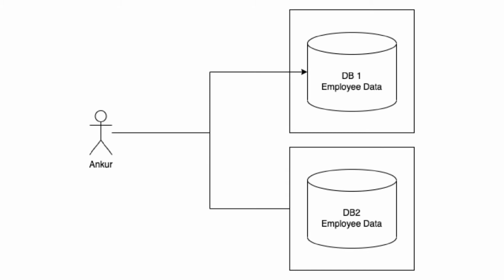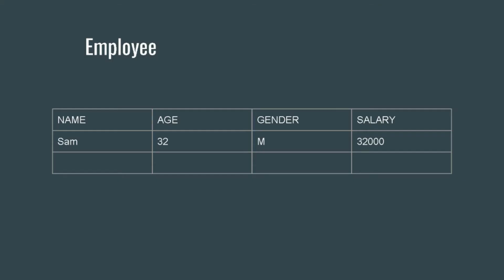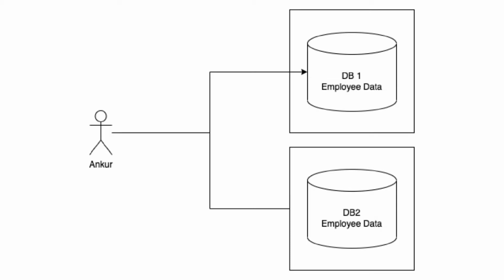Let's say Ankur can now access two systems, and both have the same employee table, and to start with just one record, with the name Sam. Ankur goes to database 1 and he can find Sam. Ankur can go to database 2 and find Sam. Now these two databases are also connected to each other via a network connection, so when some change happens in database 1, it's propagated to database 2 and vice versa.